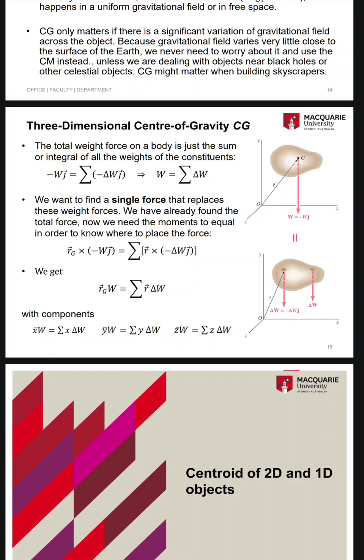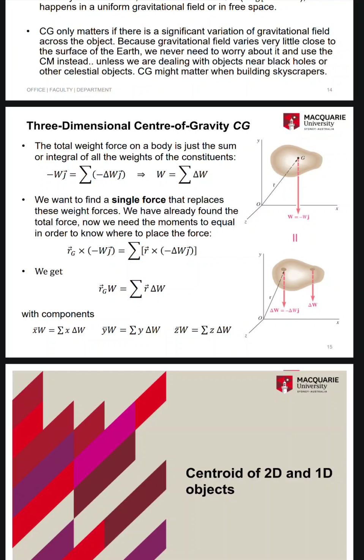Three-dimensional center of gravity, Cg. The total weight force on the body is just the sum or integral of all the weights of the constituents: W equals the summation of del W. We want to find a single force that replaces these weight forces. We have already found the total force. Now we need the moments to be equal in order to know where to place the force.